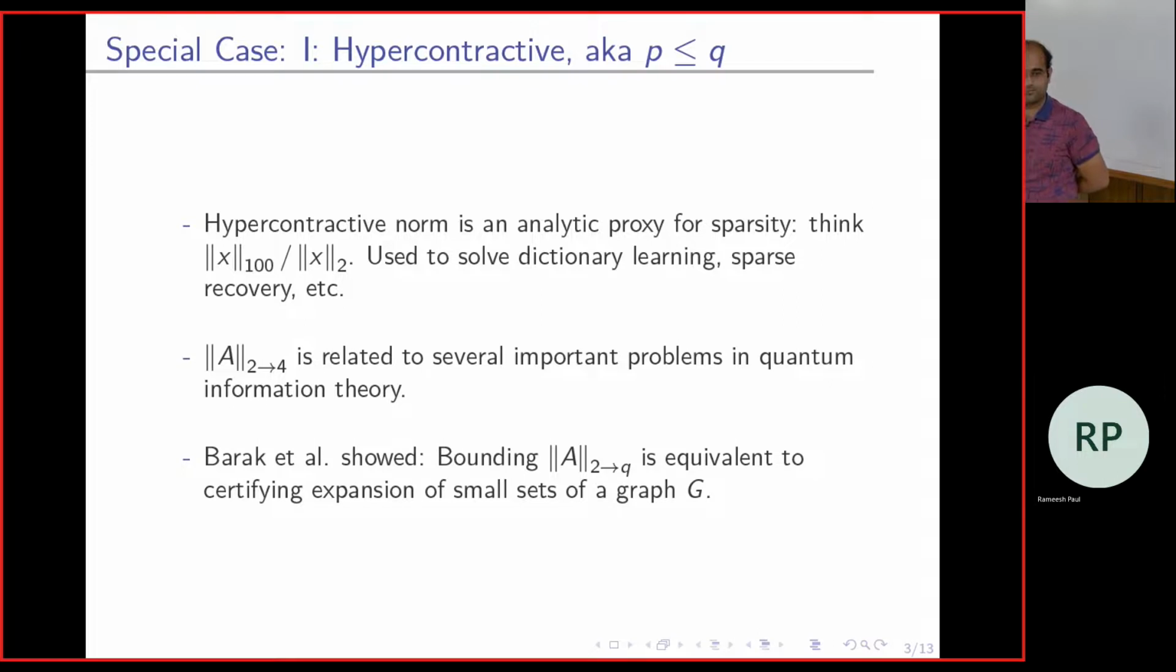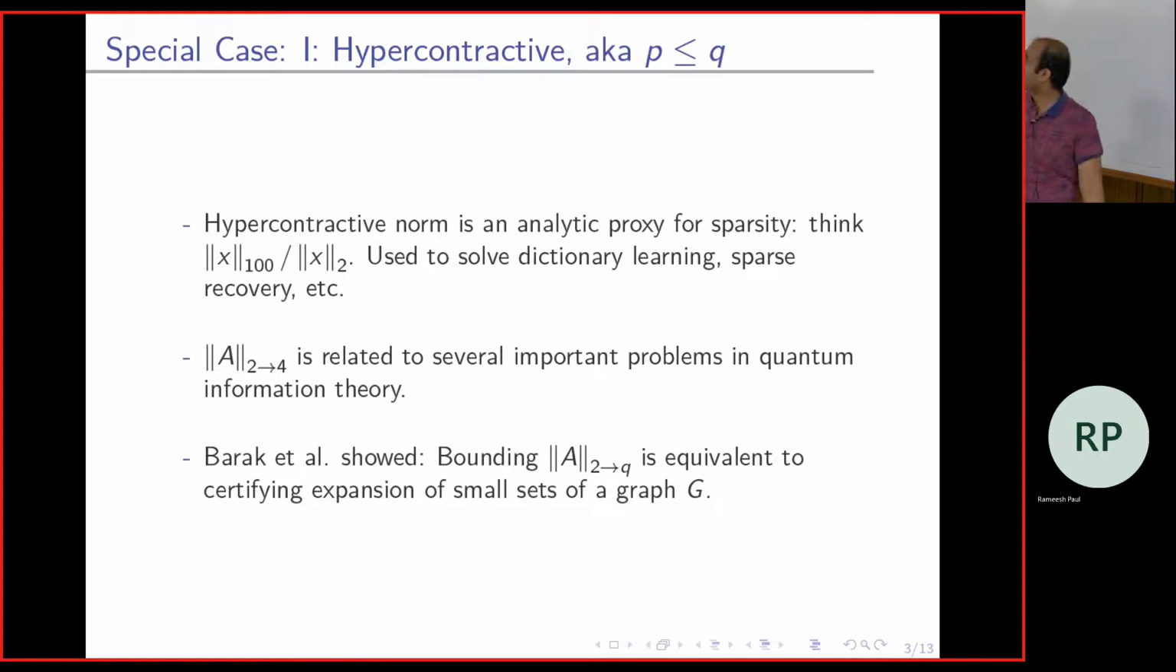Any idea why 2 to 4 itself starts having use? So 2 to 2 is easy. 2 to 3 we don't want to talk about because 3 is odd, since the absolute value comes up. So the next best thing is 2 to 4, and that itself starts being useful. So that's roughly what's going on. And these types of norms are called hypercontractive if Q is bigger than P. But in this case, we're only talking about when P is 2.